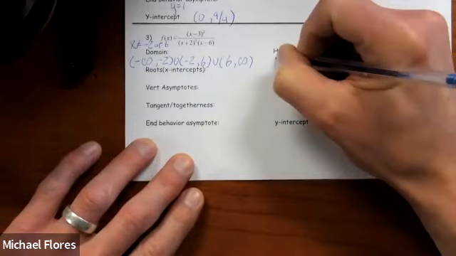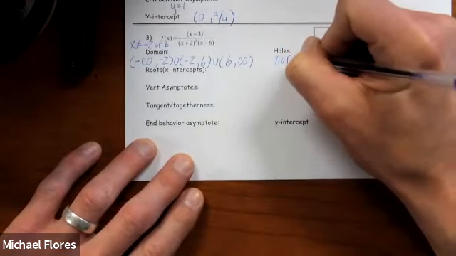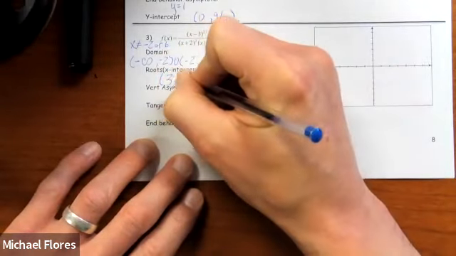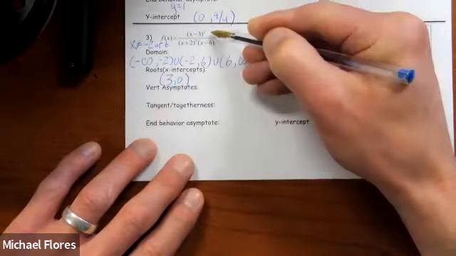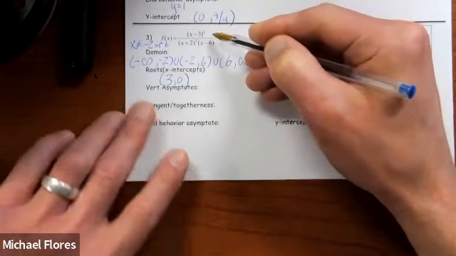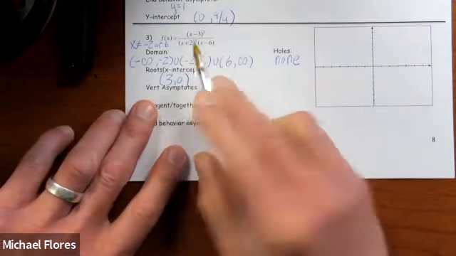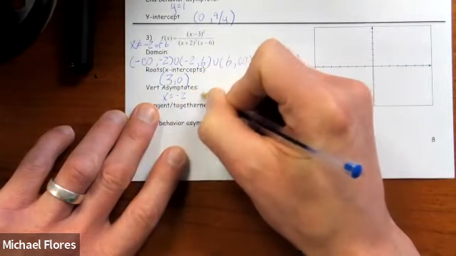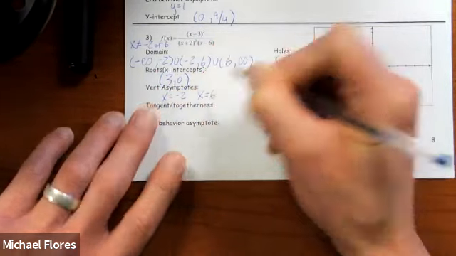No factors cancel, no holes. Our roots here are 3, 0. Remember, you set x minus 3 squared equal to 0 in order to find your roots. Vertical asymptote, set both of these equal to 0 and solve. X equals -2. X equals 6.